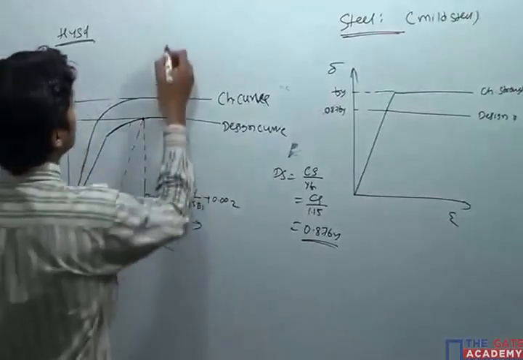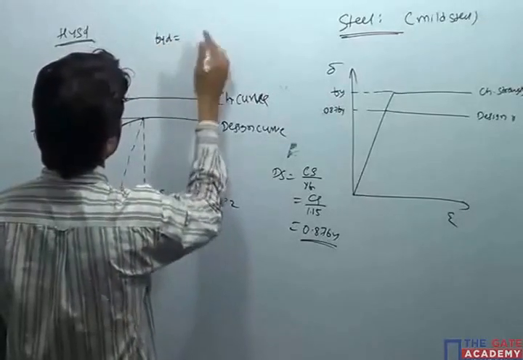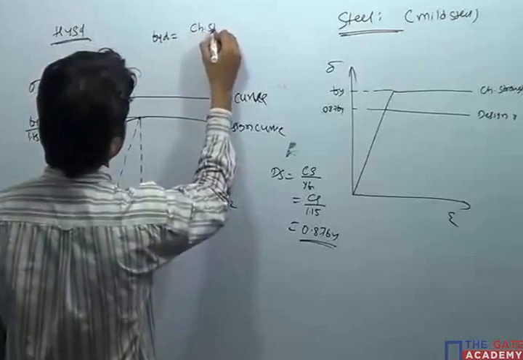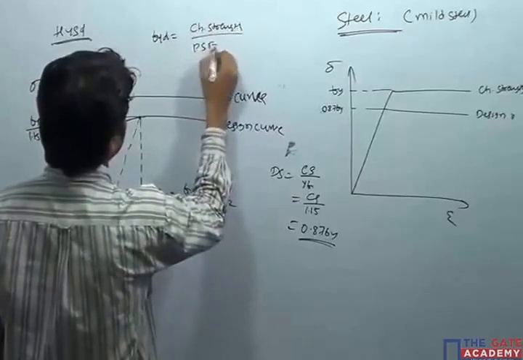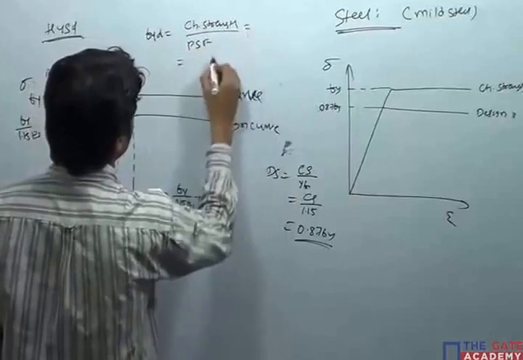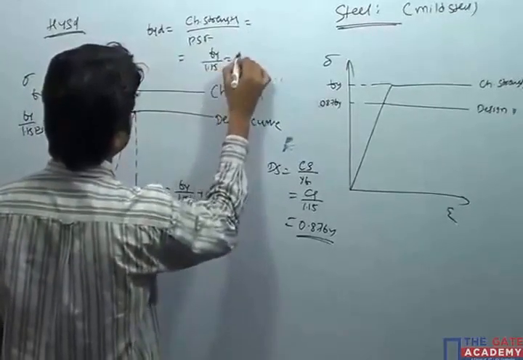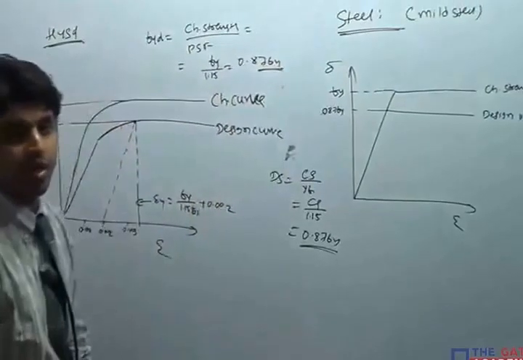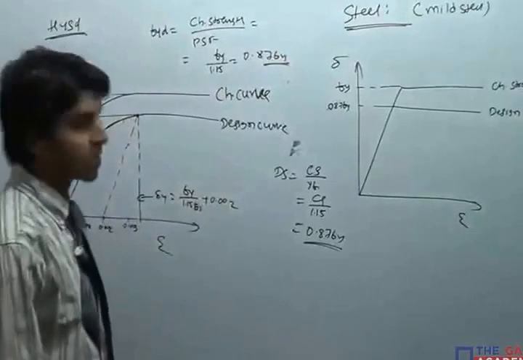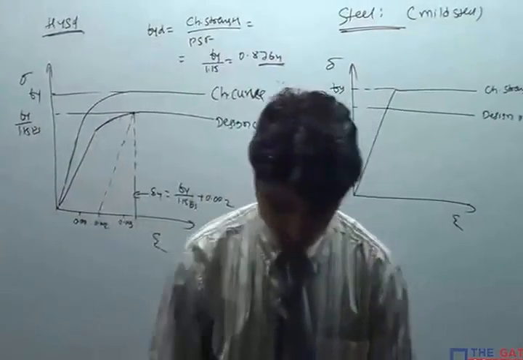So how do you determine the design strength? Design strength is nothing but characteristic strength upon partial safety factor, which is equal to Fy divided by 1.15, which is equal to 0.87 Fy for steel. So these are the stress strain curves for the steel.